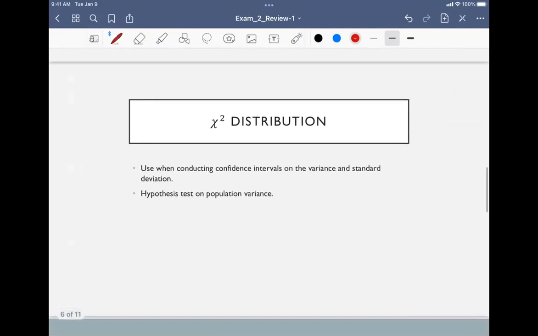And then this wasn't asked in the Muddiest Points survey, but just wrapping up the different distributions. You want to use the chi-squared distribution when you're conducting confidence intervals on the variance. So same thing, and the standard deviation, so sigma squared and sigma. And then you would also want to use the chi-squared distribution when you're doing a hypothesis test on the population variance. So same thing, you're doing a hypothesis test on sigma squared.